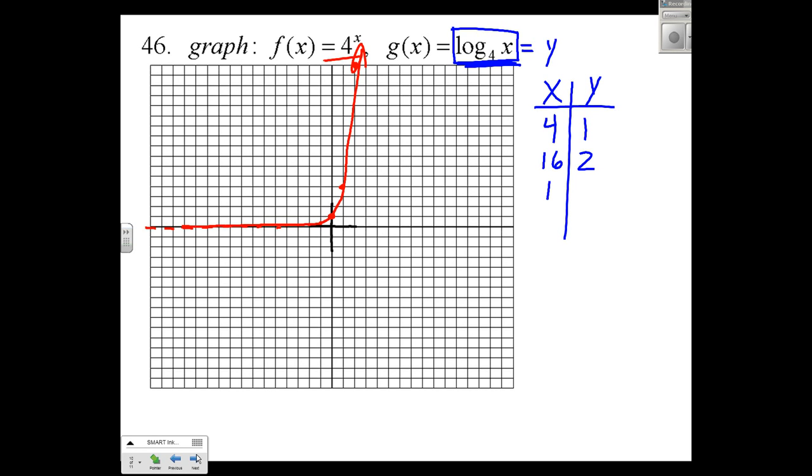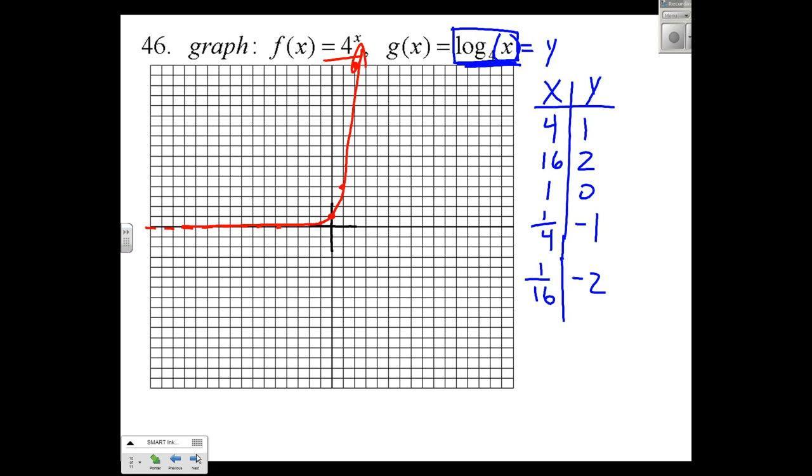And then I'd have to jump to like 64, which doesn't fit on my graph, but I could say if x was 1, what is the exponent that turns 4 into 1? 0 does. How about 1/4? What's the exponent that turns 4 into 1/4? Negative 1. Let's go one more. 1/16th. What's the exponent that turns 4 into 1/16th? That's 1 on 4 squared, or 4 to the negative second. Negative 2 is.